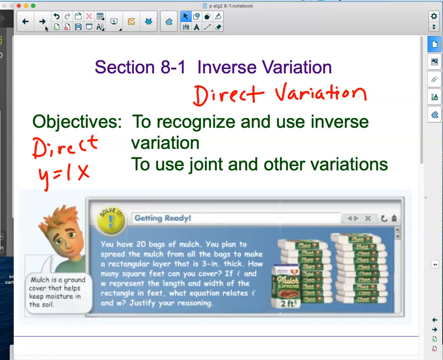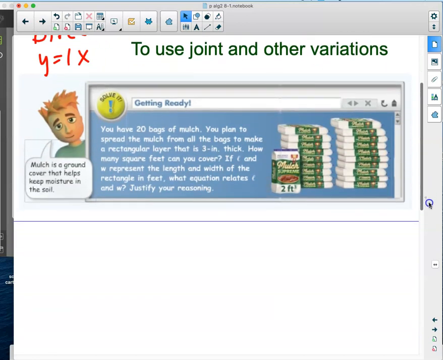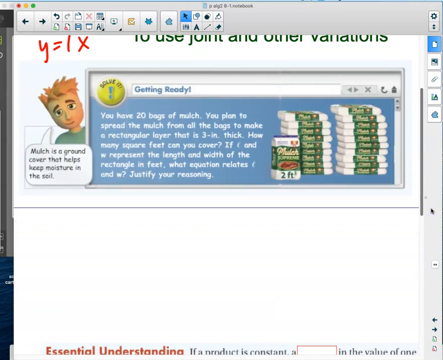Today, we're going to talk about inverse. And then, like I said, other ones tomorrow. We want to get the two really nice and short variations out of the way before we talk about the others. And this is a perfect example, and it always happens that we cover this in the spring, because everybody has yard work. I don't know if your parents make you help with the yard work, but everybody has some type of yard work. So you bought 20 bags of mulch, and you plan to spread the mulch from all the bags to make a rectangular layer that's 3 inches thick.